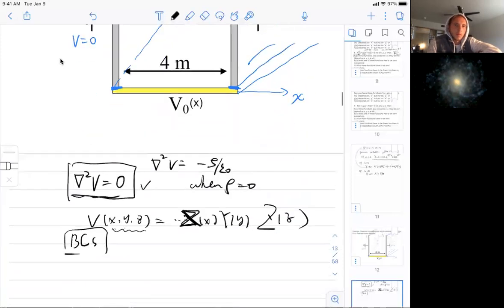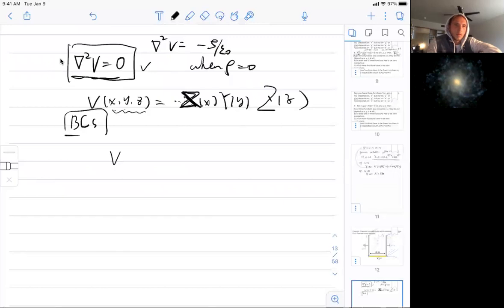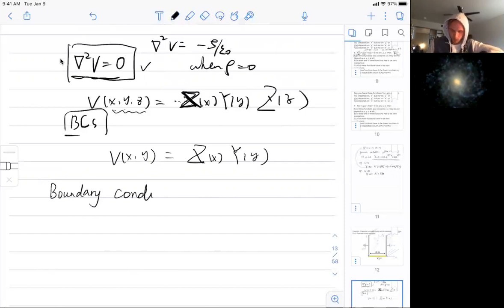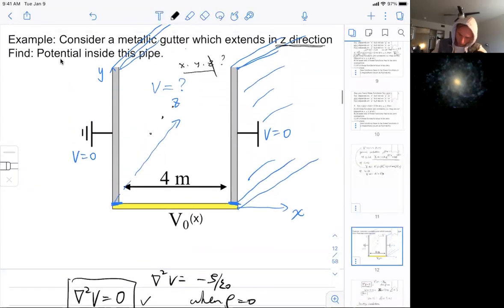So we have simplified our equation into 2D. It simply depends on x and y, and can be written as just a function of x times a function of y. Okay, all right. Now, the next task we need to do is write out all the boundary conditions we can think of. So let's stare at this picture and write all the boundary conditions.